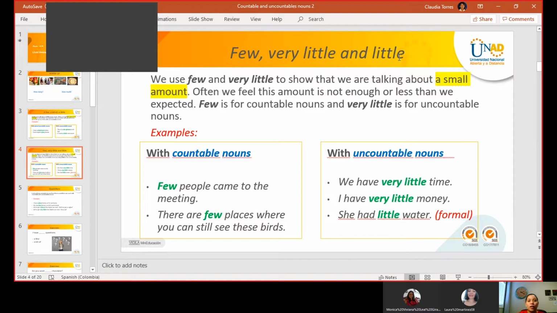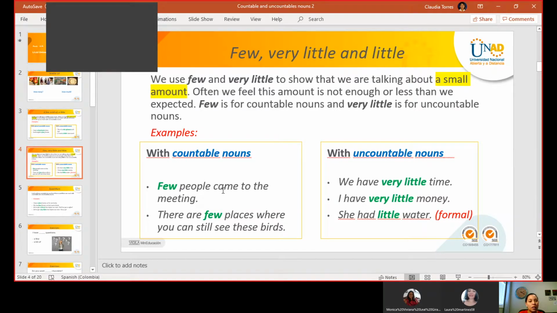Okay, now pay attention. So we use few and very little to show that we're talking about a small amount, okay? A small amount. Often we feel this amount is not enough, okay? It's not enough or less than we expected. Few is for countable nouns and very little is for uncountable nouns, okay? And here we have some examples.